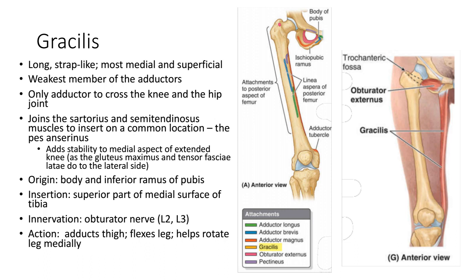The gluteus maximus and the tensor fascia lata also do that on the lateral side, but the pes anserinus is going to add stability to the medial side. The gracilis originates on the body and the inferior ramus of the pubis, and it inserts on the superior part of the medial surface of the tibia. It's innervated by the obturator nerve, and its action is to adduct the thigh, flex the leg, and to help rotate the leg medially.